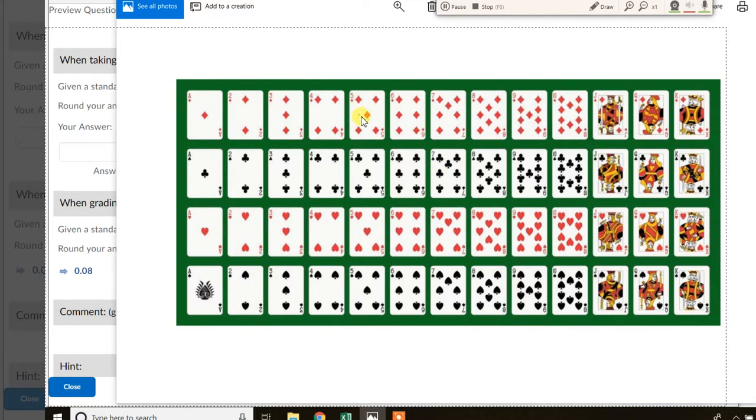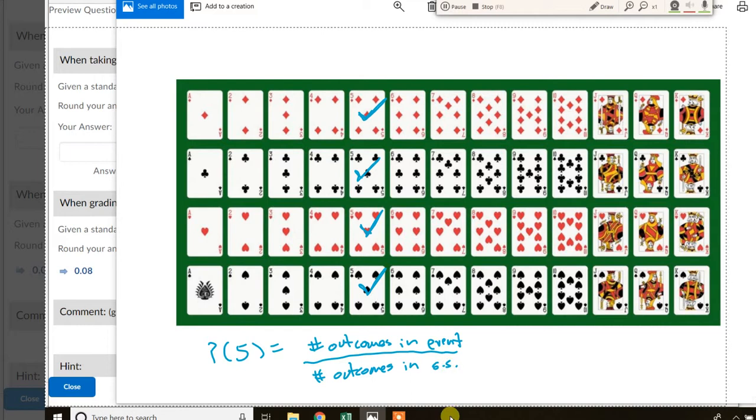And the answer is this card, this card, this card, and this card. They all have a face value of 5. So therefore, the probability of getting a 5 is going to be the number of outcomes in the event. And what's the event? The event is getting a 5, okay? Divided by the number of outcomes in the entire sample space. What's the sample space? I'm going to write SS for sample space. It's the set of all outcomes. So how many total outcomes are there? 13 in this row, 13, 13, and there's 13 possible cards in each row, so you've got 52 total.